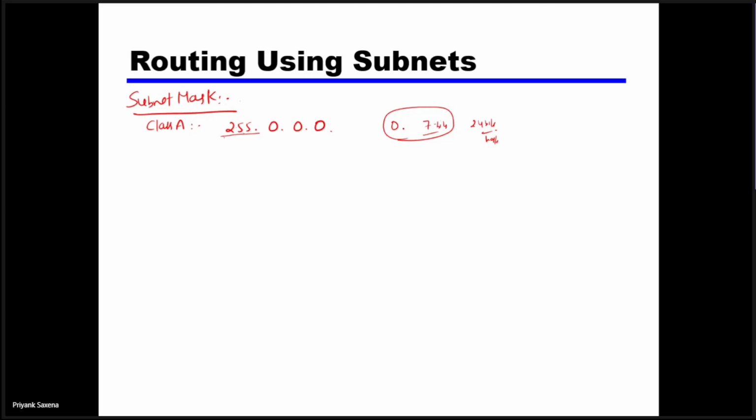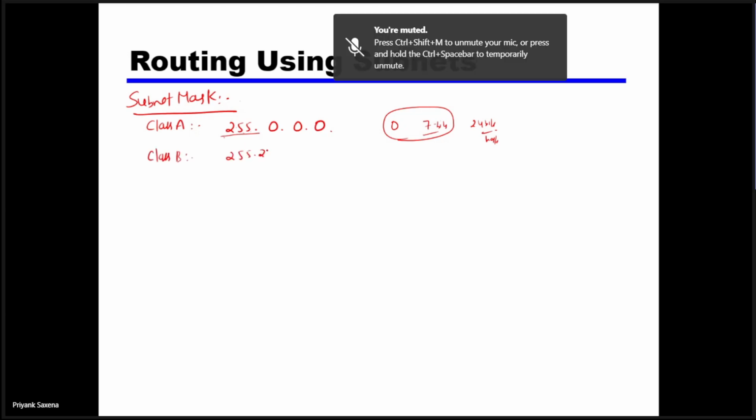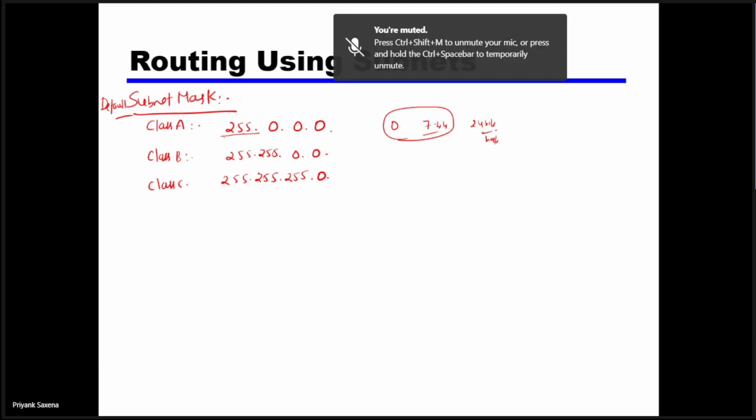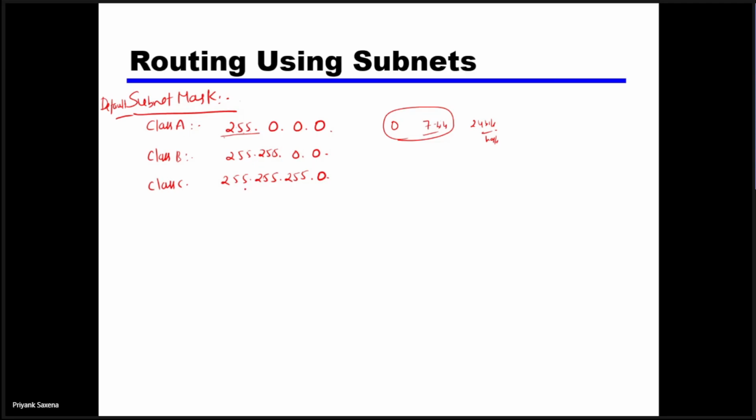So I am first writing the default masks. For class B it is 255.255.0.0. For class C it is 255.255.255.0. This gives me the default subnet mask. Similarly for class D, which is used for multicasting, it is 255.255.255.255.